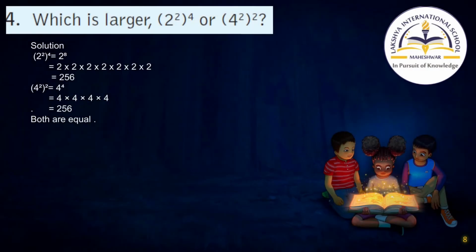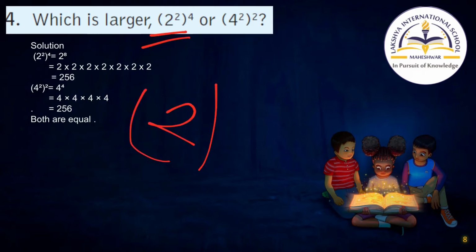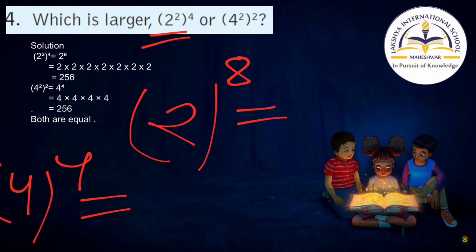Now question number 4: which is larger, (2 raised to the power 2) whole raised to the power 4, or (4 raised to the power 2) whole to the power 2? First we will solve this one. First one, 2 raised to the power 4: first you have to multiply, 2 4s are 8. So this one. Now 4, 2 2s are 4, 4 raised to the power 4.